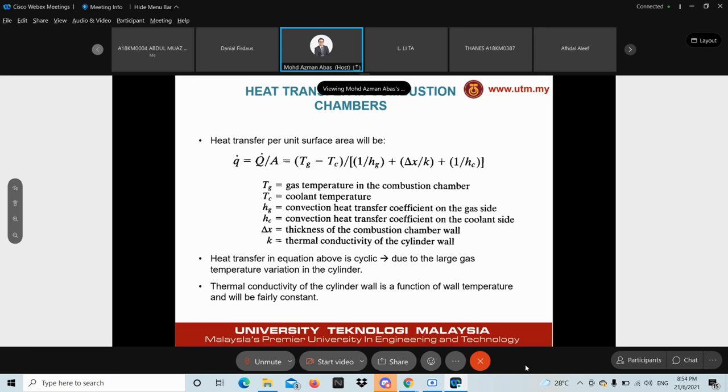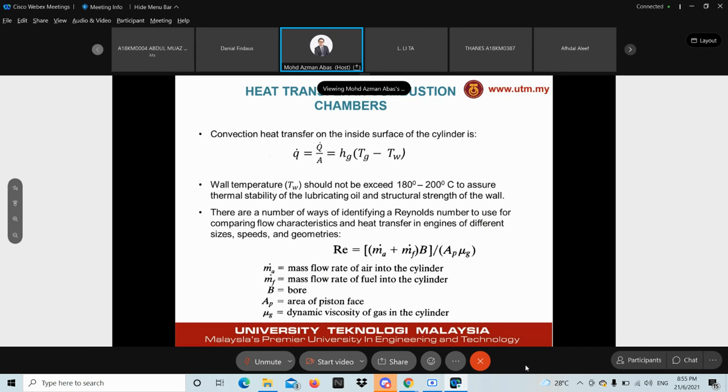For heat transfer in the combustion chamber, you can use this equation to calculate the heat transfer per unit surface area. This one you can go through by yourself.